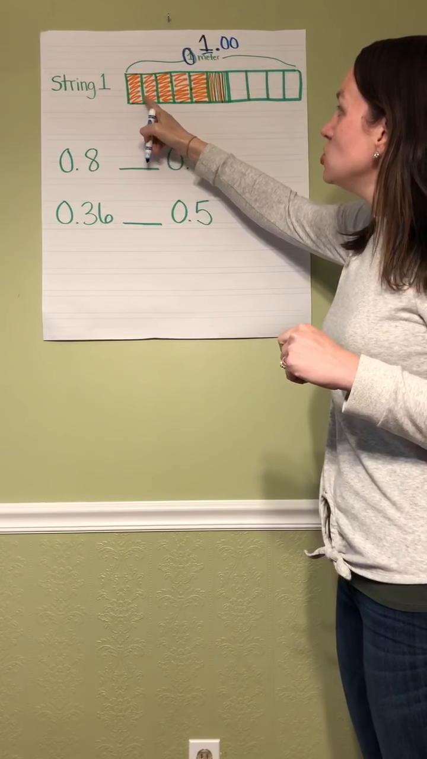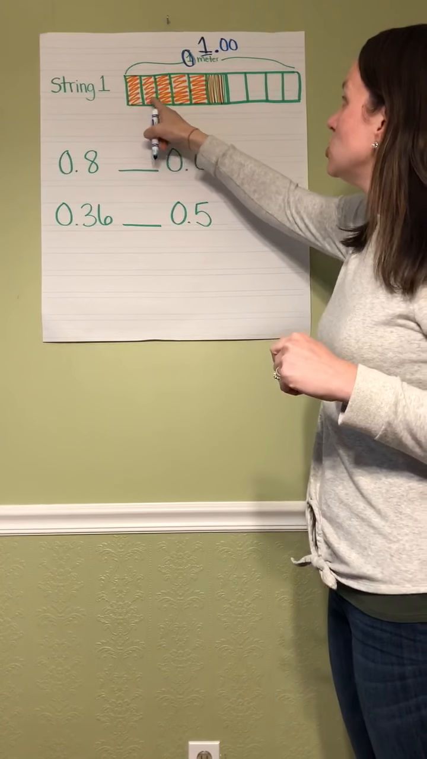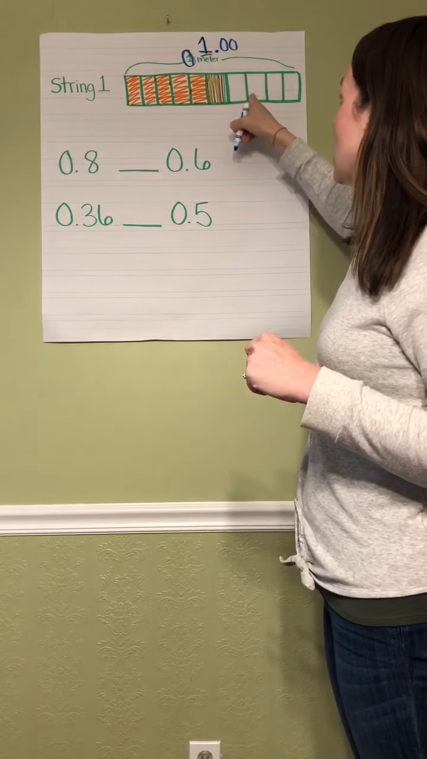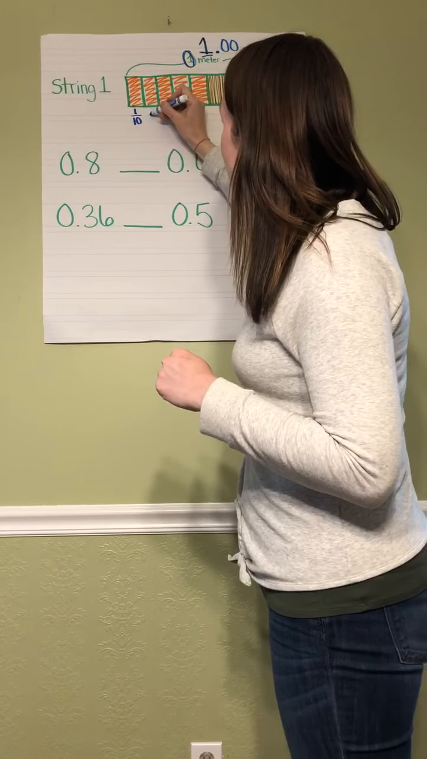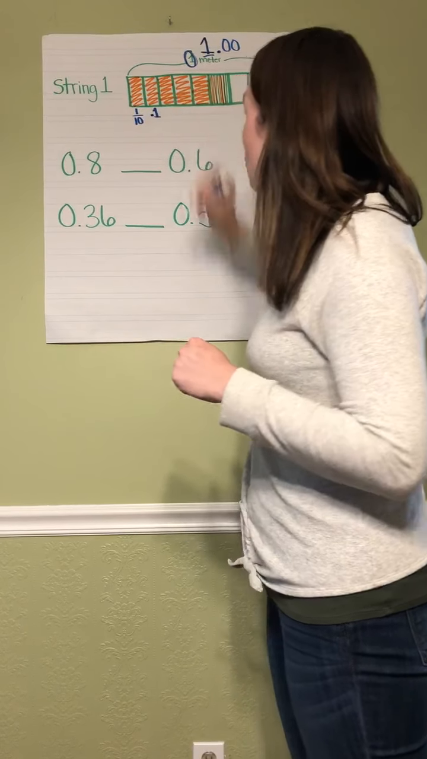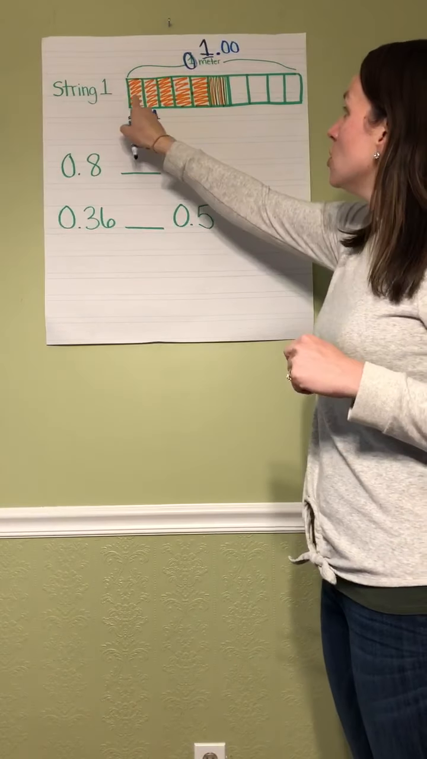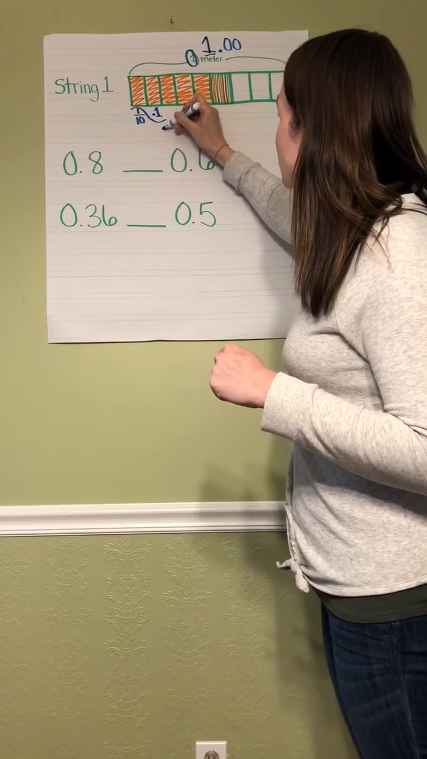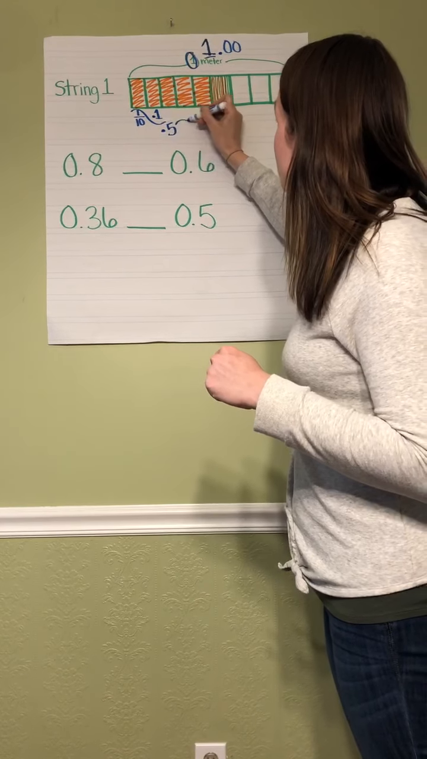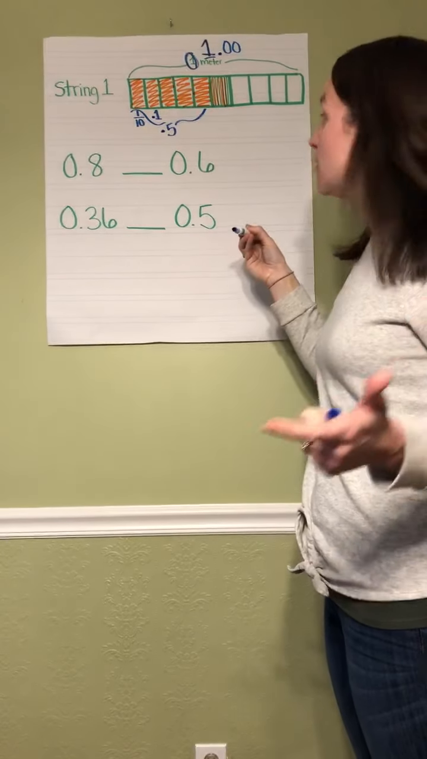That means that each one of these little pieces, and there's 1, 2, 3, 4, 5, 6, 7, 8, 9, 10 of them, is worth 1/10, or if I was writing it as a decimal, 0.1. So 1, 2, 3, 4, 5. Now, if I was going to label that, it would be 0.5 because it's 5/10.